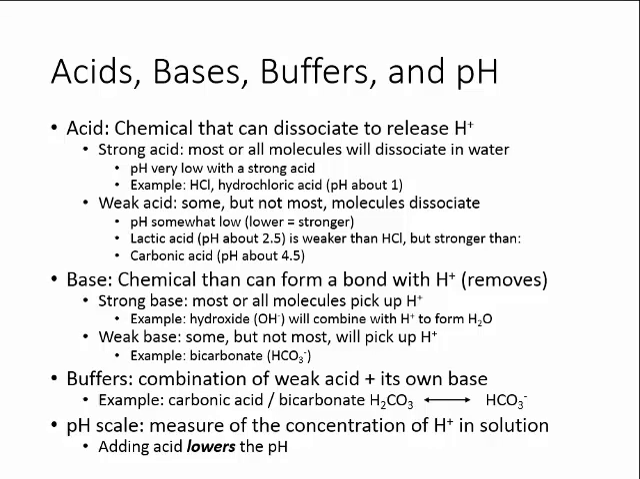A buffer is a combination of a weak acid and its own base. For example, carbonic acid becomes bicarbonate, and bicarbonate can become carbonic acid. The pH scale is a measure of the concentration of hydrogen ion in solution. The way the pH scale works means that adding acid lowers the pH of solution.